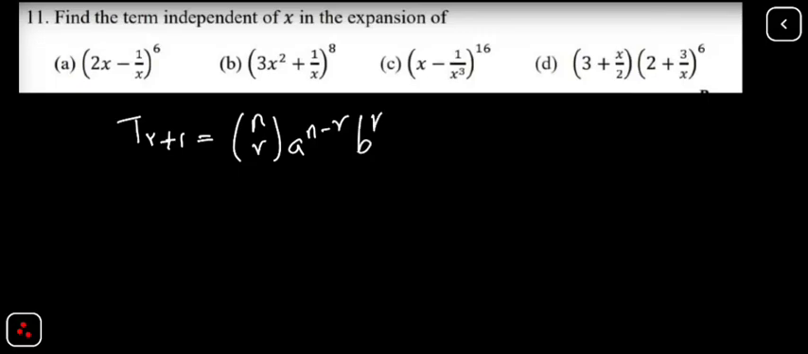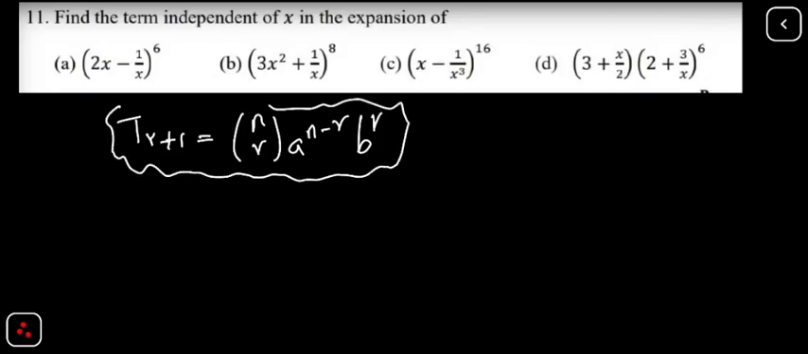Okay, which is given by T_(r+1) = nCr a^(n-r) b^r. Okay, so this is the formula. I can say this is the general term formula for finding the term independent of x. So this is the formula which we are going to be using. Okay, so now the first question, we have question A.